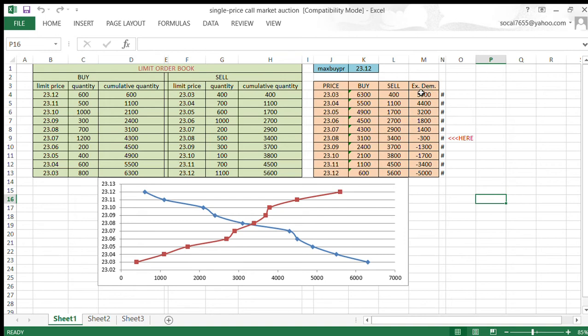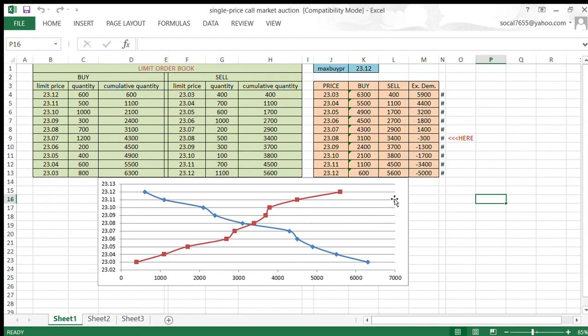So we create this column here called excess demand. So cumulative demand 6,300, cumulative sell interest 400, so excess demand is 5,900. Here 5,500 demand, 1,100 selling interest, the excess demand is 4,400. It's this minus this. Of course, when you get down here, I'll jump to this one, at 23.12 at that price, cumulative buy interest of 600, cumulative sell interest of 5,600, excess demand is negative 5,000. Well, that would also be considered excess supply, of course. But we'll just look at it here as negative excess demand.